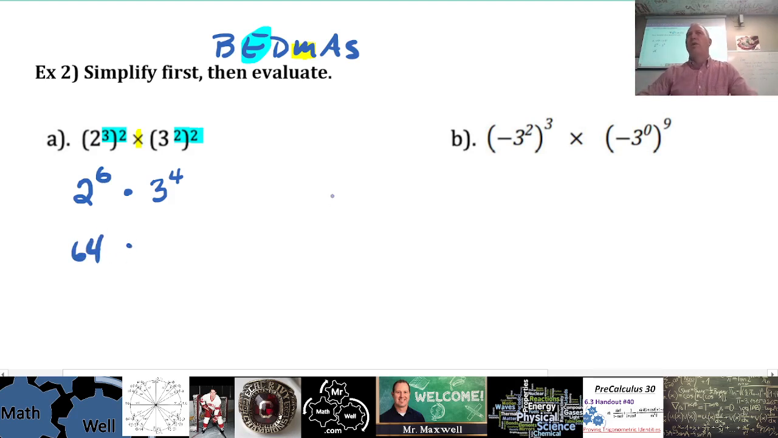3 to the power of 4. You should know what 3 squared is. That's 9. You should know what 3 cubed is. That's 9 times 3 of 27. 27 times 3 is? 81. Very good. 81. All right.